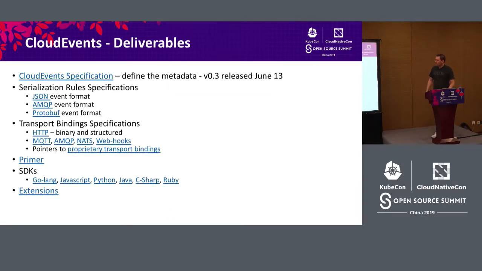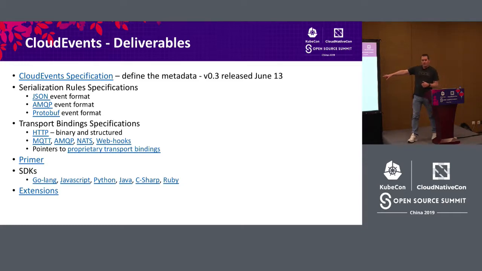Okay, so in terms of the deliverables, we have the specification itself. We're at 0.3 right now, just released it a couple weeks ago. We have a couple of event formats, JSON, AMQP, protobuf, and we have some transports, some of the more popular ones. We're adding new ones all the time. Kafka is actually the next one that should be delivered very soon.